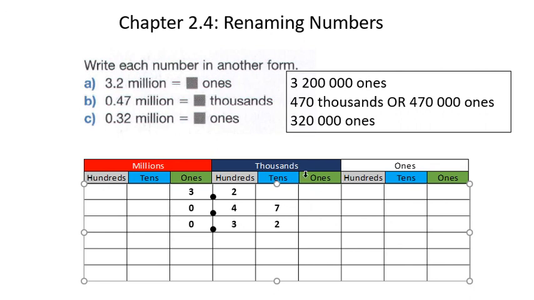So that's our quick lesson on renaming numbers. Please use a chart like this one to keep track of all of your numbers and renaming conventions. It'll make it much easier when you compare. Don't forget to put the decimal when needed.